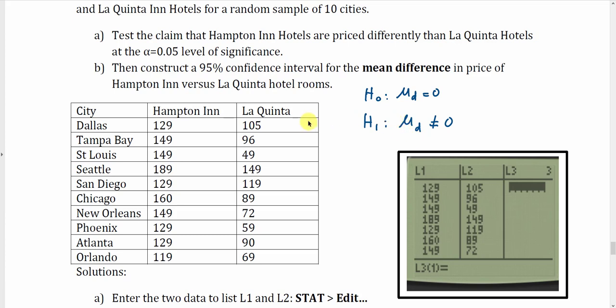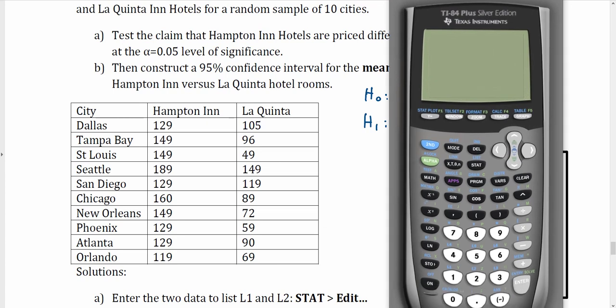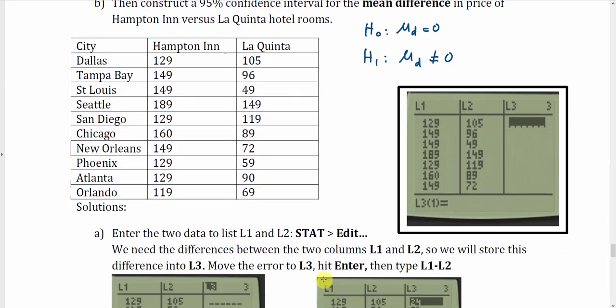In this case, you have to load the data for the Hampton to L1, and then for La Quinta to the column L2. So make sure to enter all the prices for the Hampton in L1 and La Quinta in L2. And it's the same way. We just use the TI, go to Stat, Edit, and then just enter column L1 and L2 for the two prices.